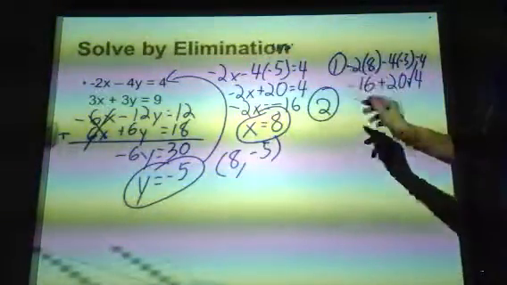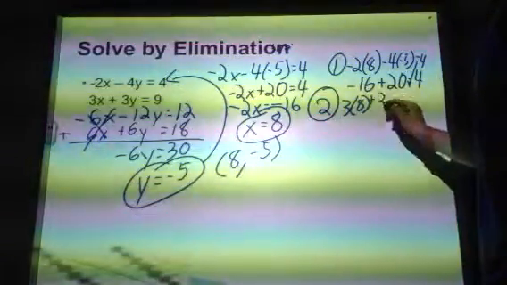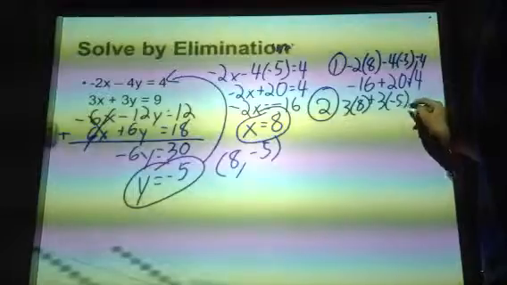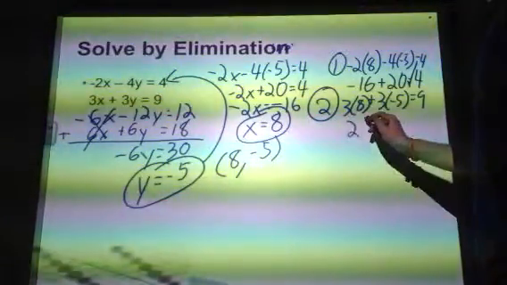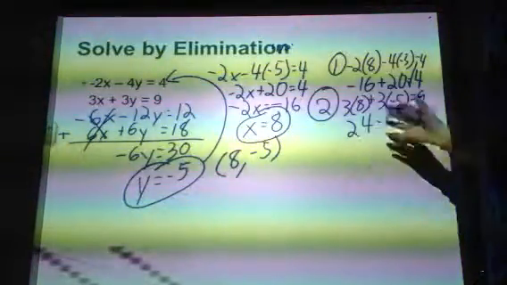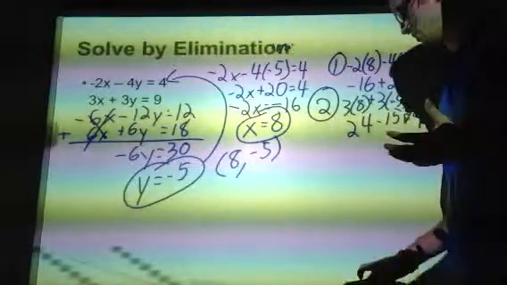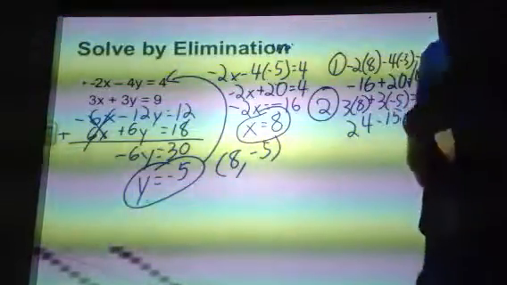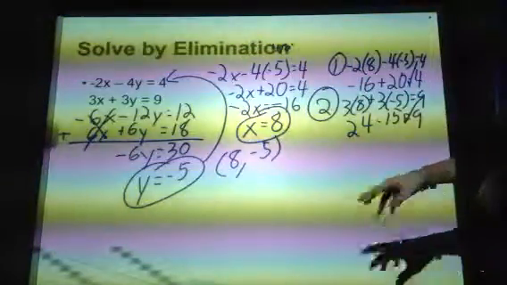Second equation, 3 times 8 plus 3 times -5 is equal to 9. We're going to see if that's true. So 24 minus 15 equals 9. Is 24 minus 15 9? Sure it is. So that means our solution is good. 8, -5 makes both of those equations true, which again is what we want.